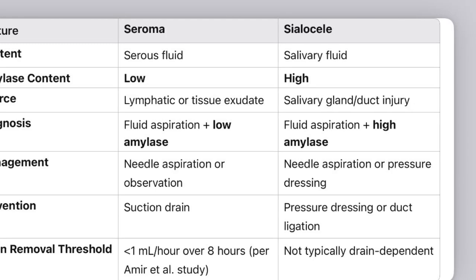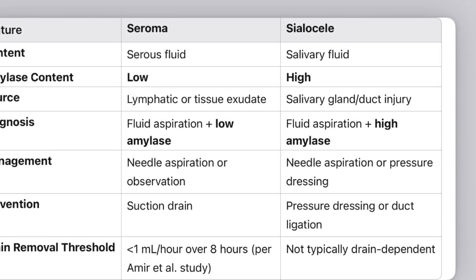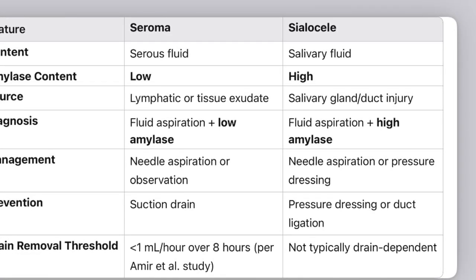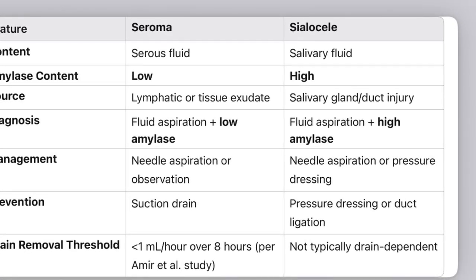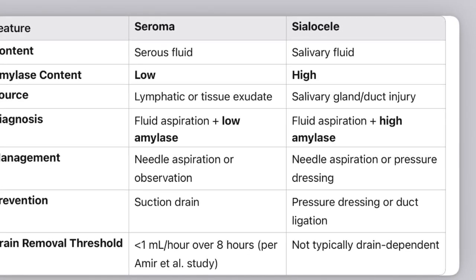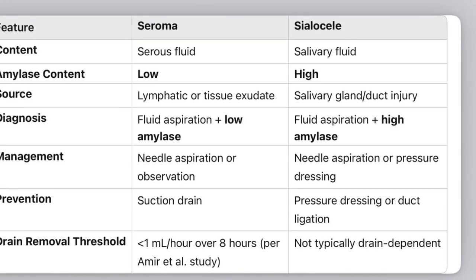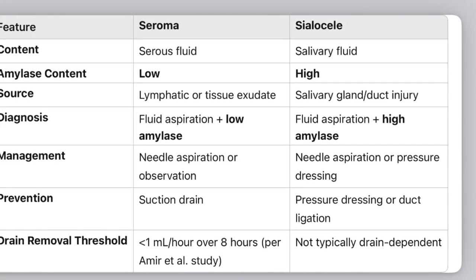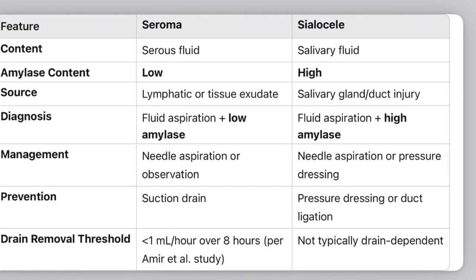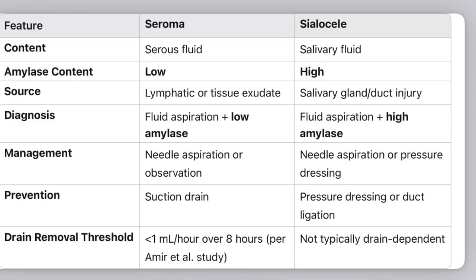Source: lymphatic fluid is in the seroma, while salivary fluid is in the sialocele. Diagnosis: aspirate the fluid and see the sample. There will be low amylase in seroma, while in the sialocele there is high amylase. Management: you can manage seroma by needle aspiration and observation, while sialocele requires pressure dressing with aspiration.